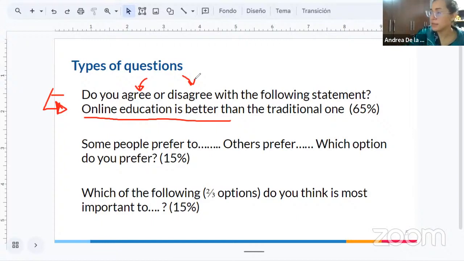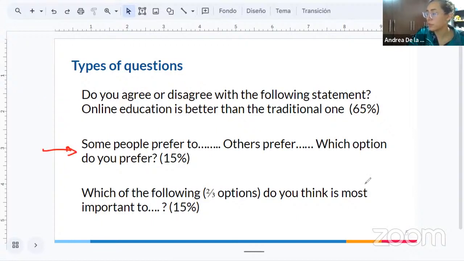But this exact same thing could come in different ways. So we have a different type of question as well. This is called the preference question. So Alexandra, maybe could you please read the second question?